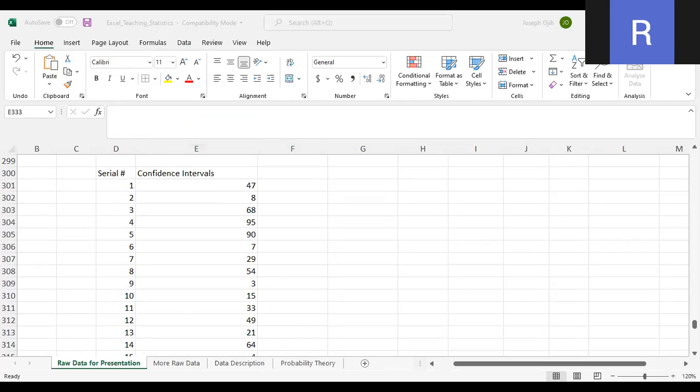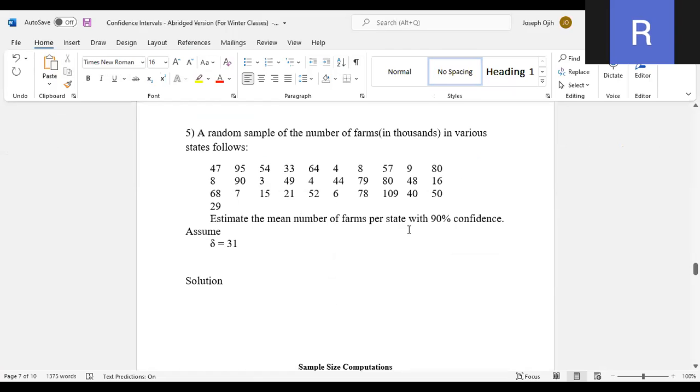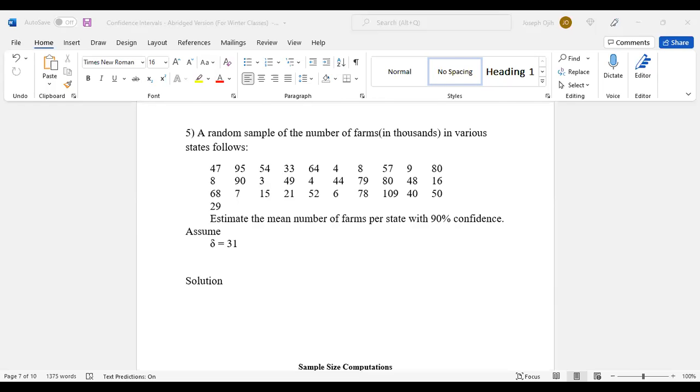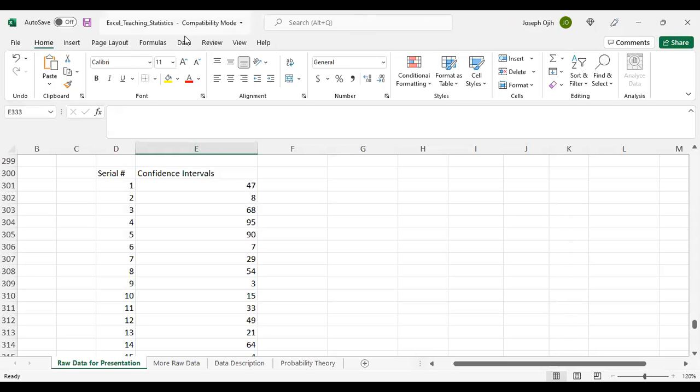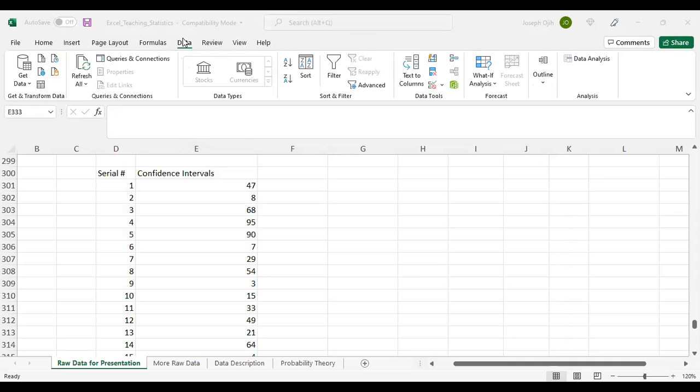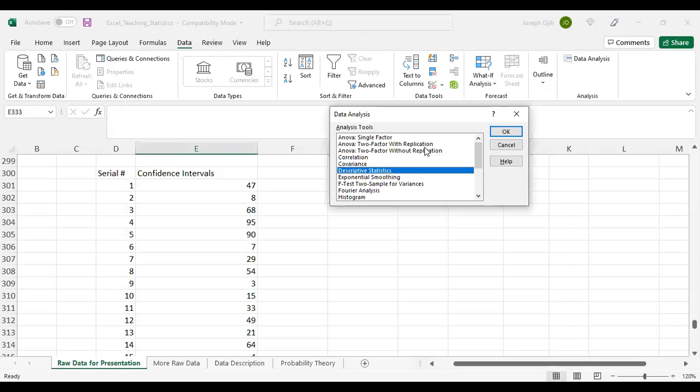Remember the question. The question says to estimate the number of farms per state with 90% confidence. This is for a random sample of number of farms in various states. See? So what you're going to do is, like I said, I've already put them in. And then click on data. We have 10 minutes left now. Data analysis. Choose descriptive statistics. Then click OK.